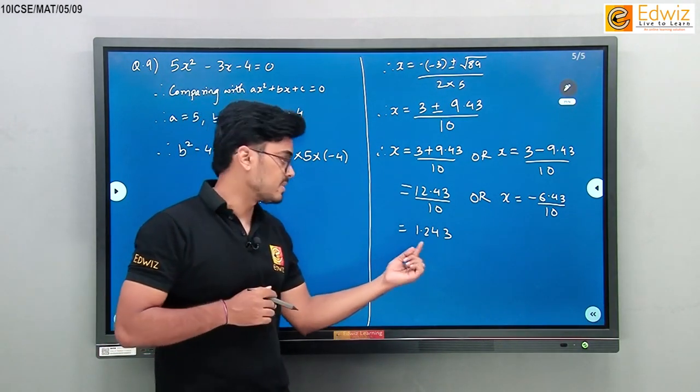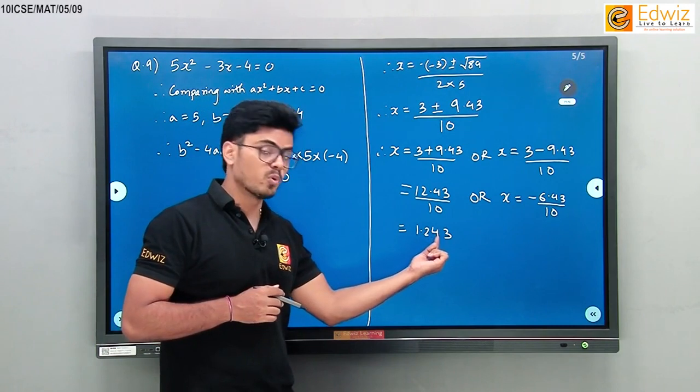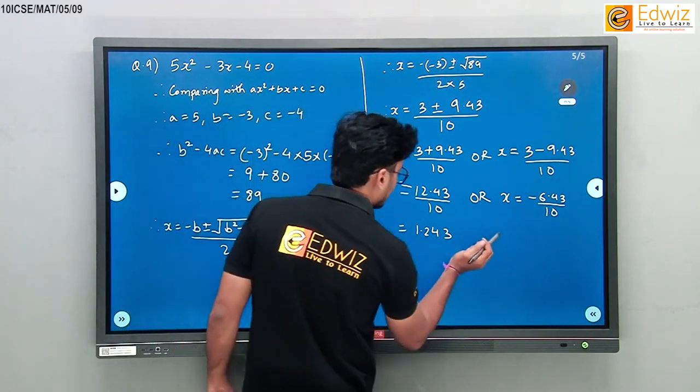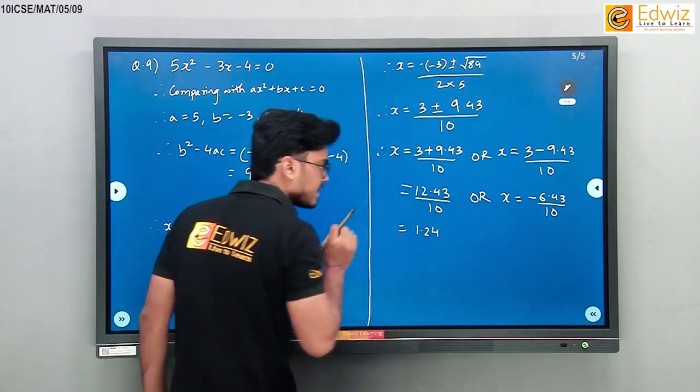3 significant digits are 1, 2 and 4. This is not significant for this question. So the answer is only 1.24 in this case.